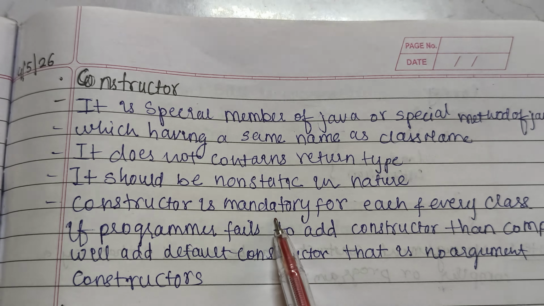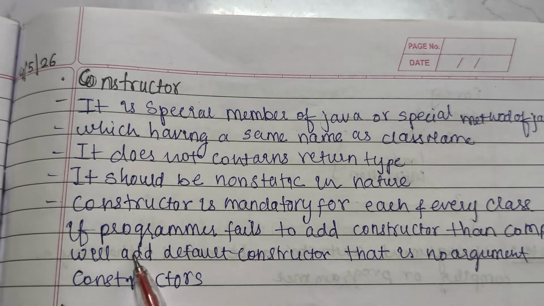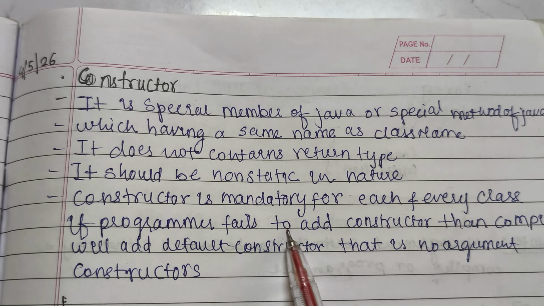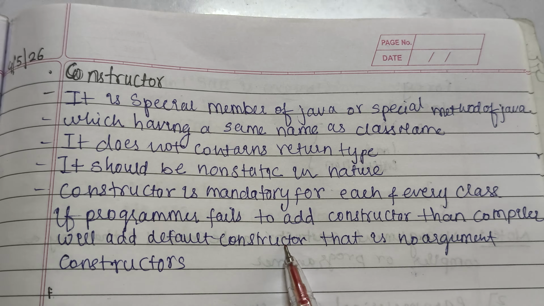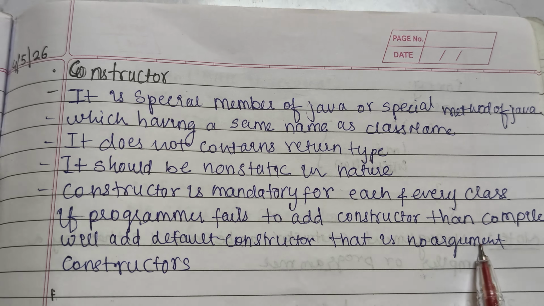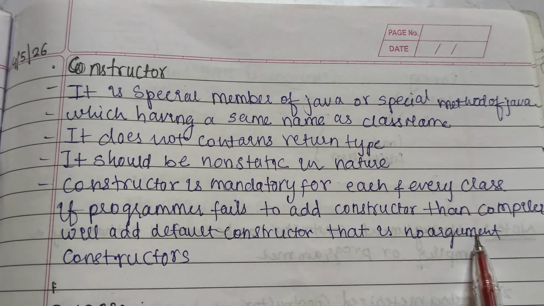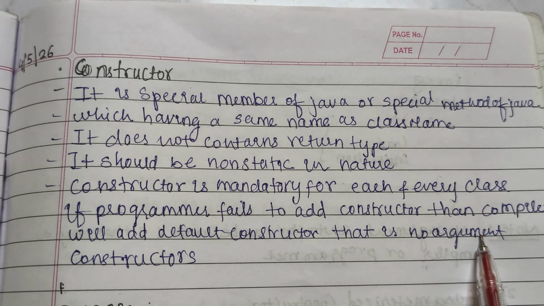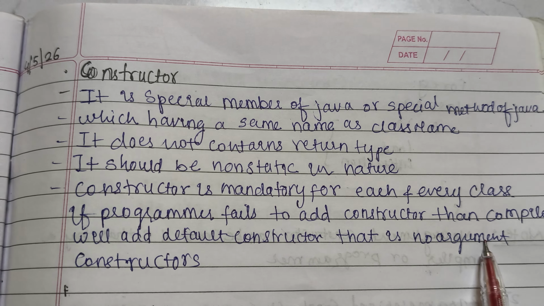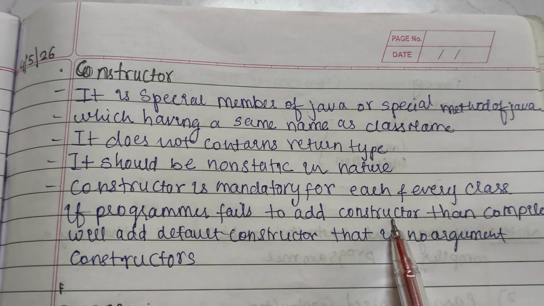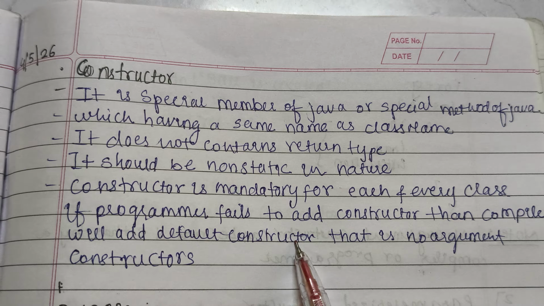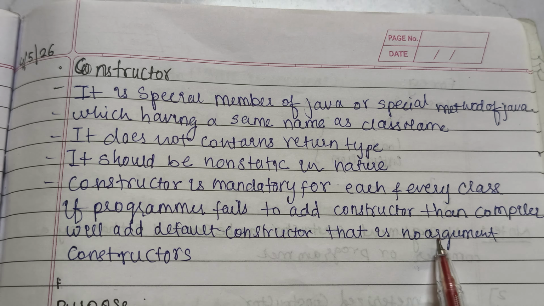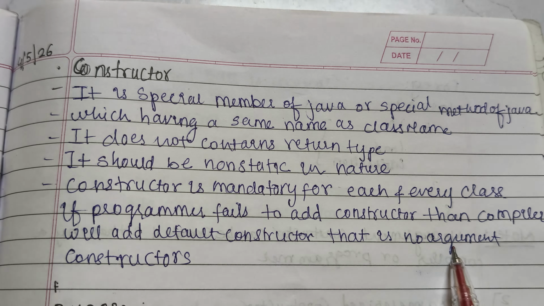A constructor is mandatory for each and every class. If the programmer fails to add a constructor, the compiler will add a default constructor, that is, a no-argument constructor. So this means that if the programmer forgets to add the constructor by themselves, the compiler will by default add the constructor, and that constructor is nothing but a no-argument constructor.